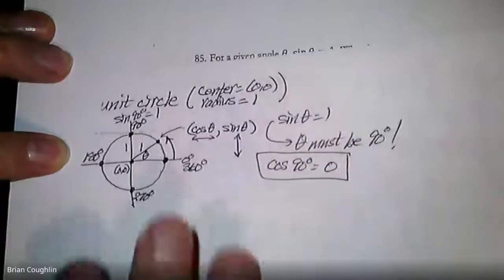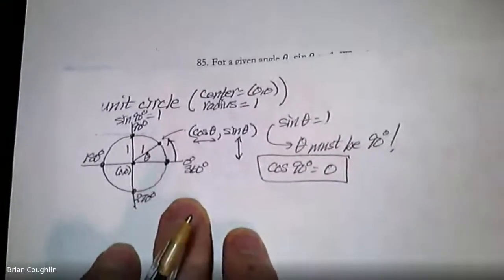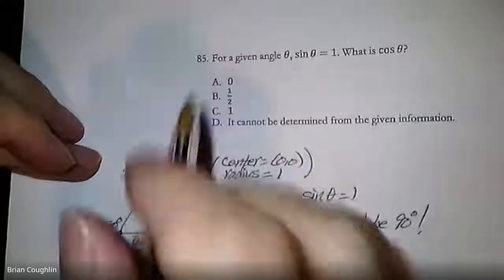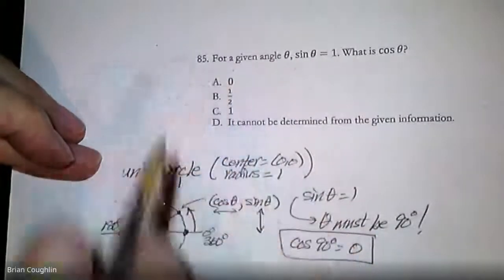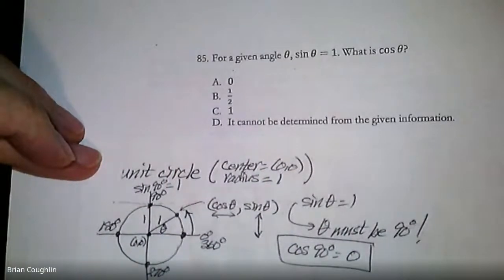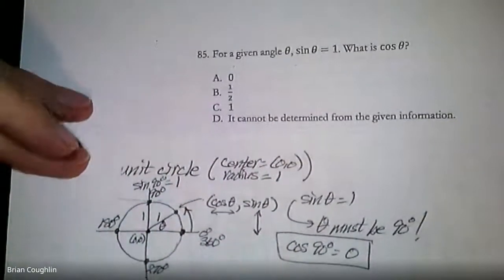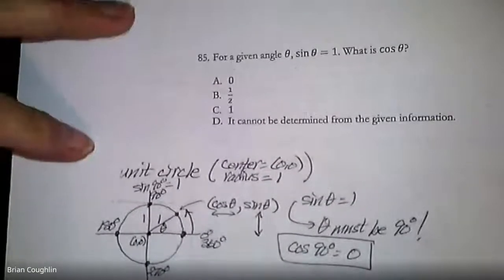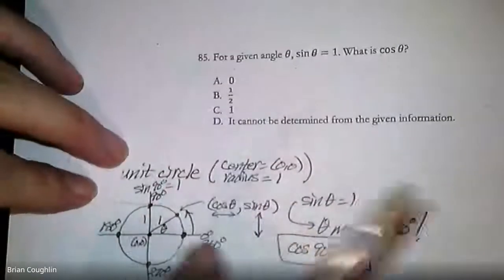Okay, this assumes some familiarity with the unit circle. And let's see how the choices. Cosine of 90 degrees, 0. Choice A. I will try and put together another video for people who have never seen this before. This will be very challenging for anybody who has not seen trig before. For anybody who has seen the unit circle, hopefully it's jogged your memory.